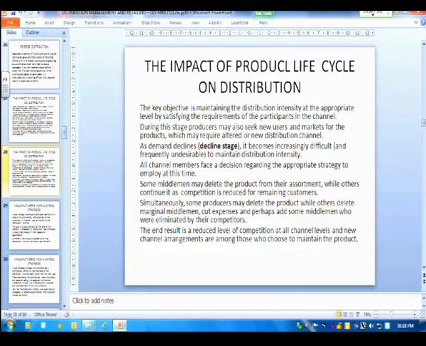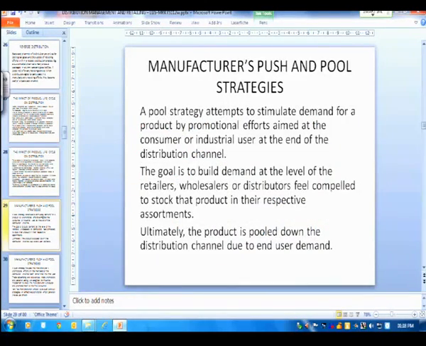Simultaneously, some producers may delete the product while others delete marginal middlemen, cut expenses, and perhaps add some middlemen who were eliminated by their competitors. The end result is a reduced level of competition at all channel levels, and new channel arrangements are among those who choose to maintain the product.